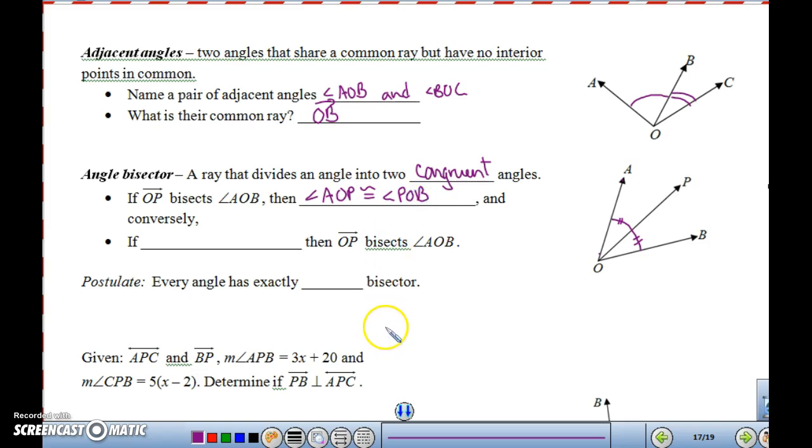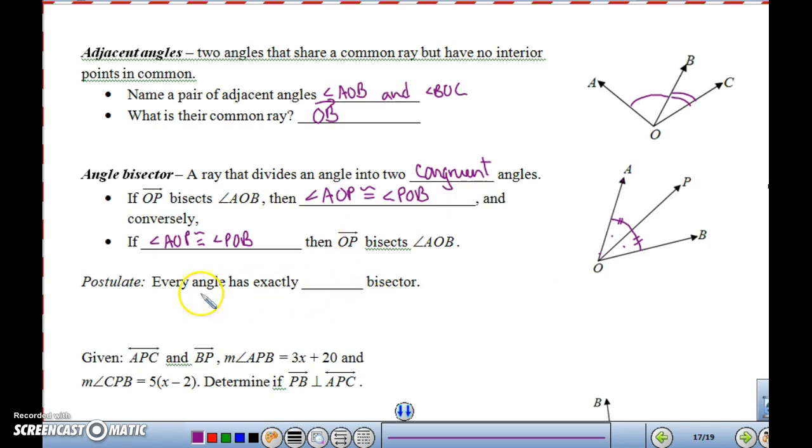Now, you can also use the converse of this. If we know that angle AOP is congruent to angle POB, if we know that this angle and this angle are congruent, then we can say, oh, angle AOB must have been bisected by OP to make those two congruent angles. So bisectors work both ways. If you have a bisector, the angles are congruent. And if you have two congruent angles, then the angle must have been bisected.